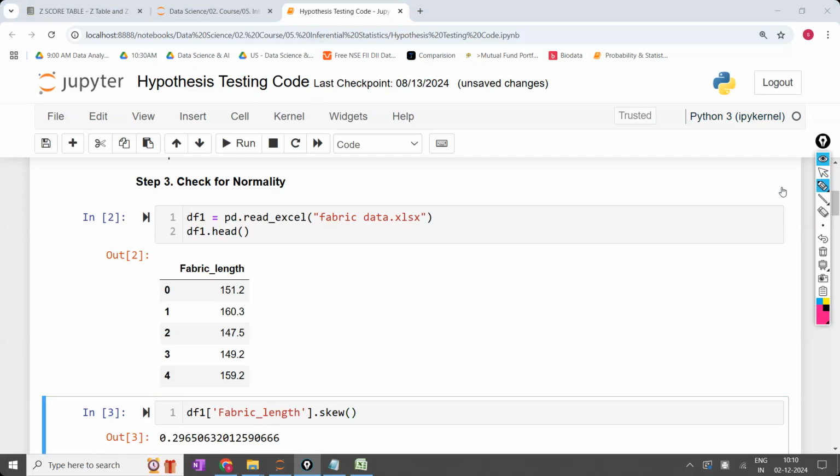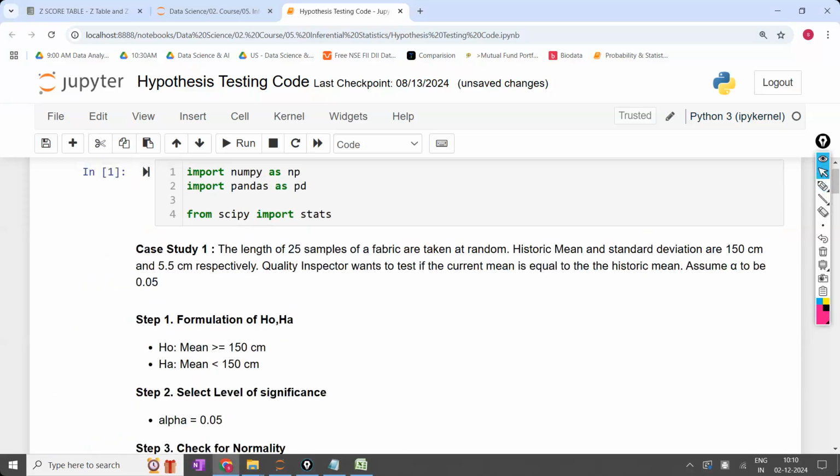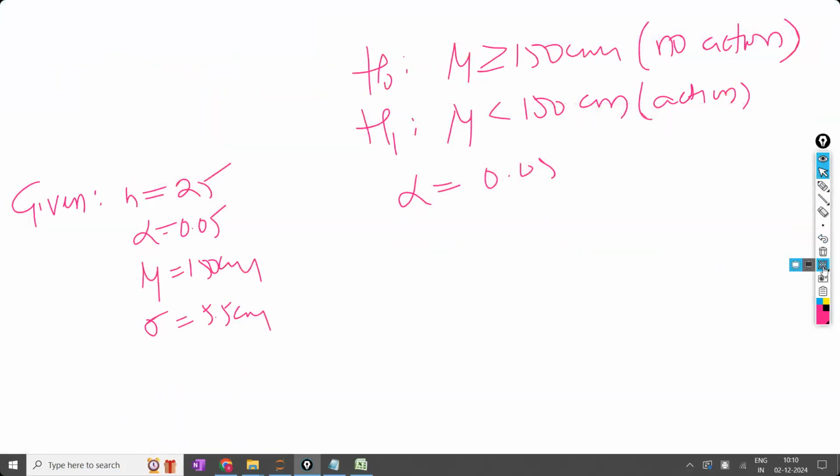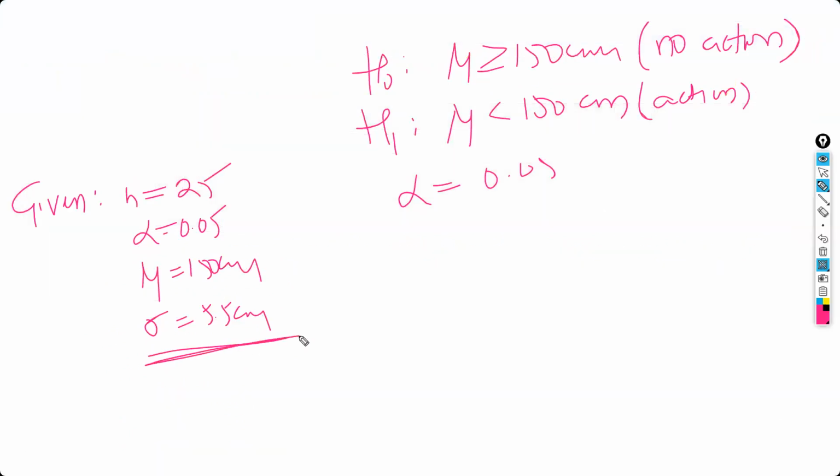Why? Because here the population standard deviation was given as 5.5. In the given question, population standard deviation was given. I asked you to write it in the given. In the given, sigma is there or not? So what is the test? One sample Z test.